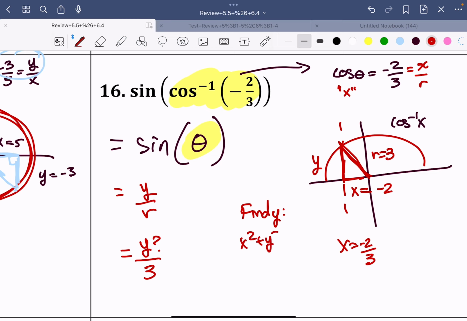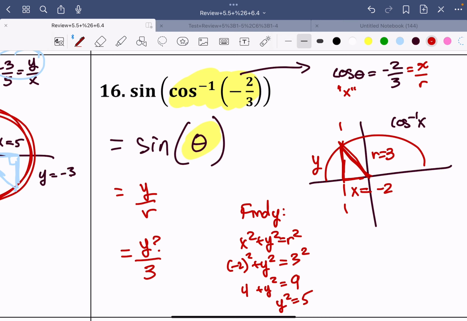X squared plus y squared is r squared. R squared is 3 squared. Y is what I want. And x is negative 2. Right? I know that's confusing because it said 2/3, but just go with it. So it's negative 2. So that's 4 plus y squared is equal to 9. So y squared is 5.